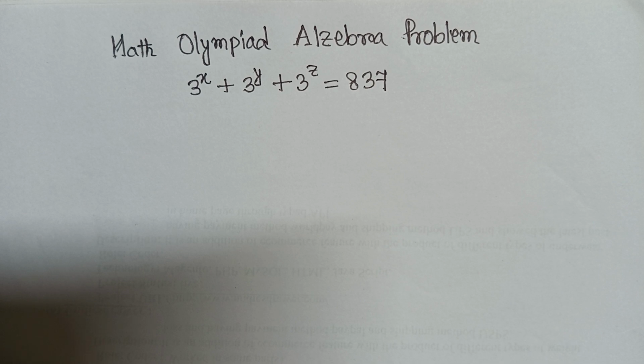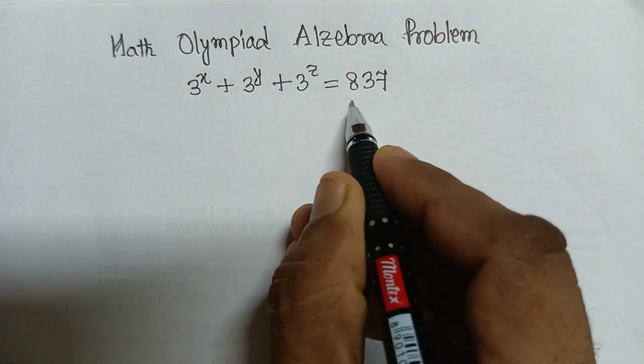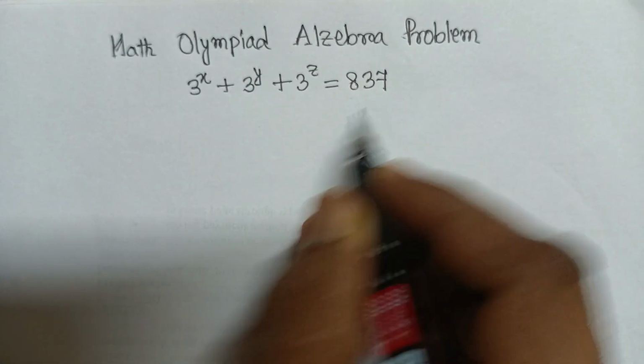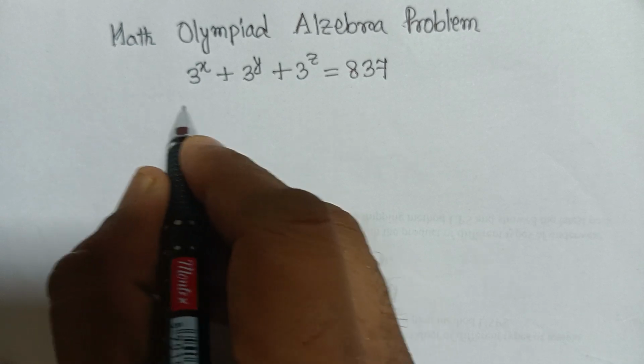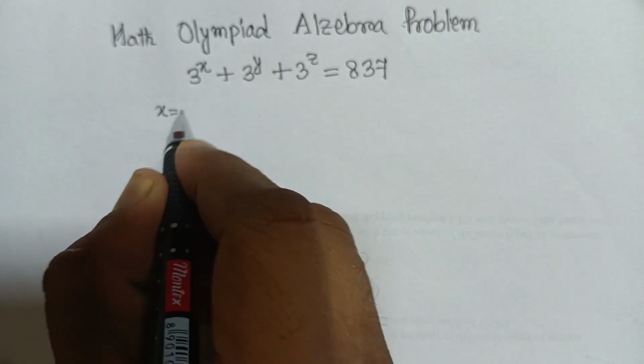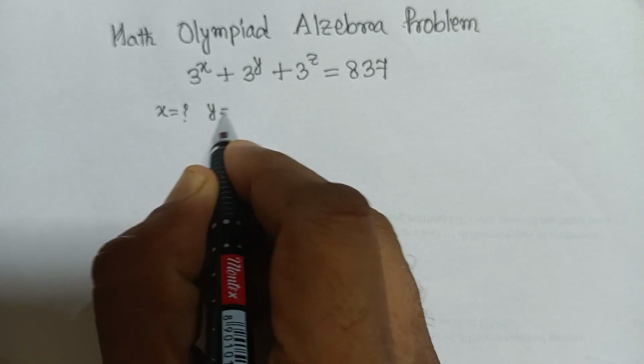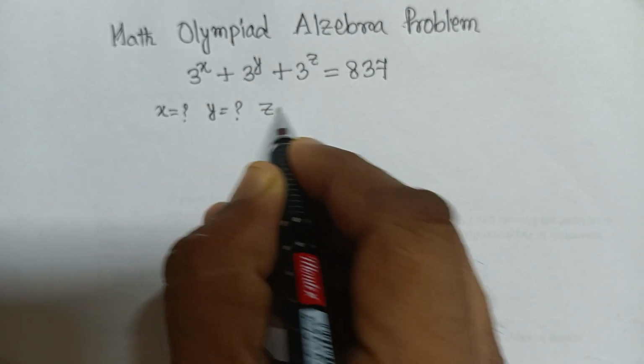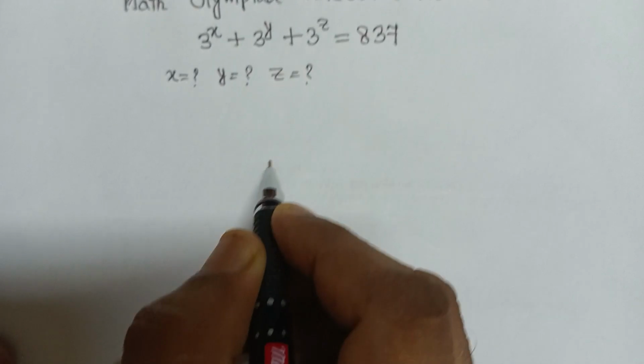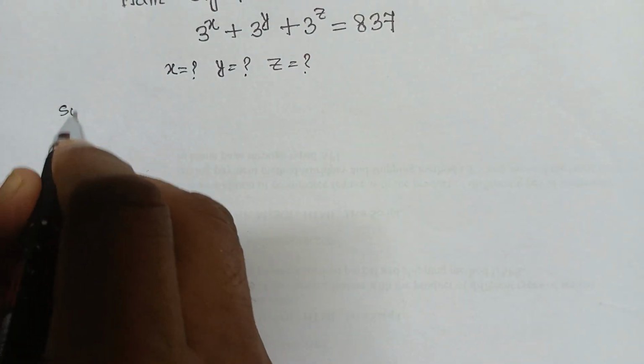Today we are going to solve an interesting algebra equation, that is 3 to the power x plus 3 to the power y plus 3 to the power z is equal to 837. So we need to find the value of x and y and z. So let's start the solution.